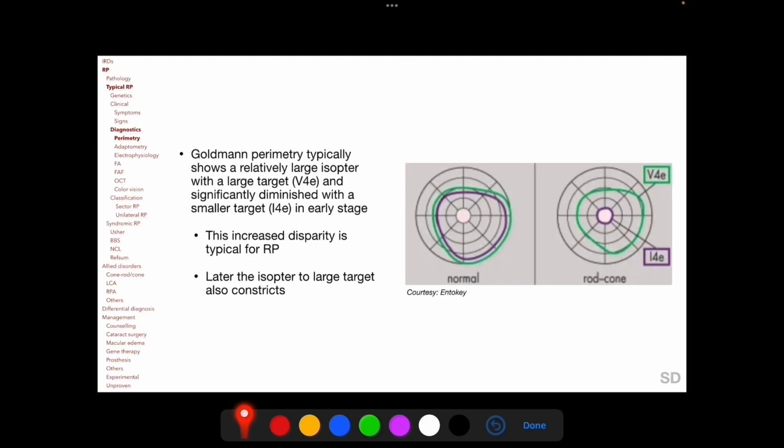Goldmann perimetry typically shows a relatively large isopter with a larger target and a significantly diminished isopter with a smaller target in early stage of retinitis pigmentosa in comparison to the separation between these two same isopters in a normal individual, and this increased disparity between these two isopters is typical for retinitis pigmentosa. Later in the disease, the isopter to a larger target also constricts.